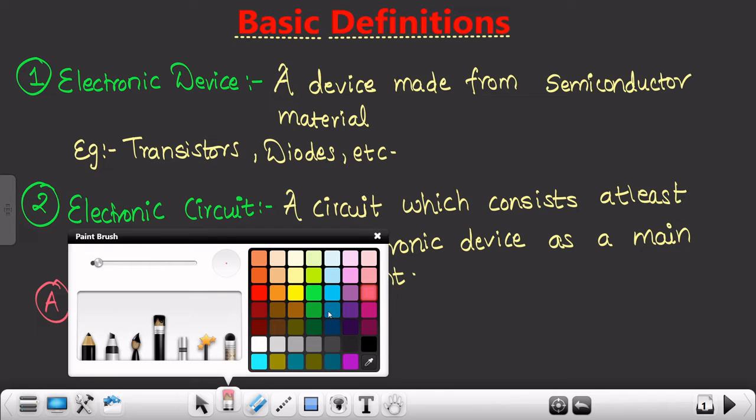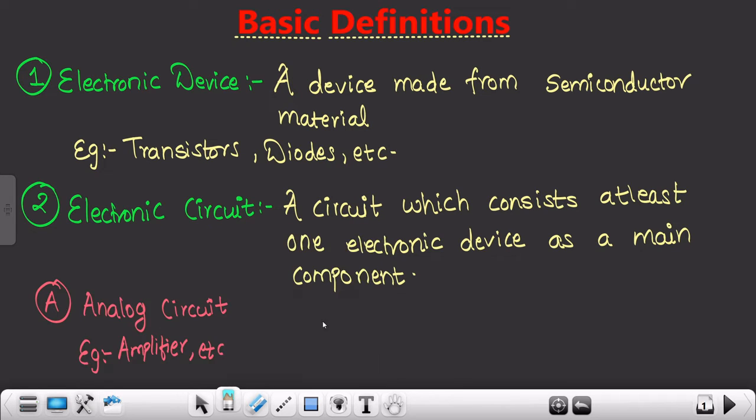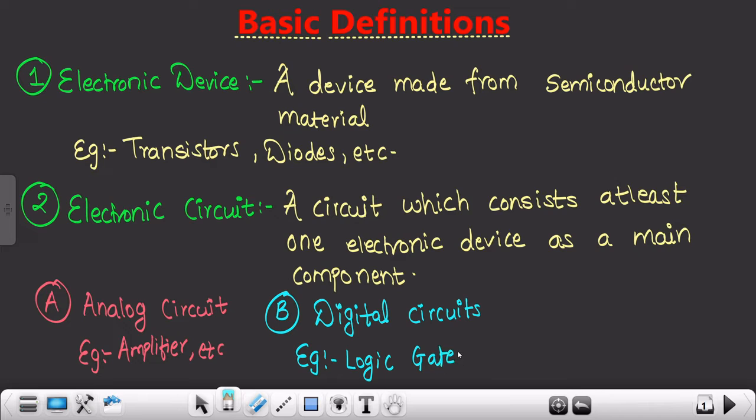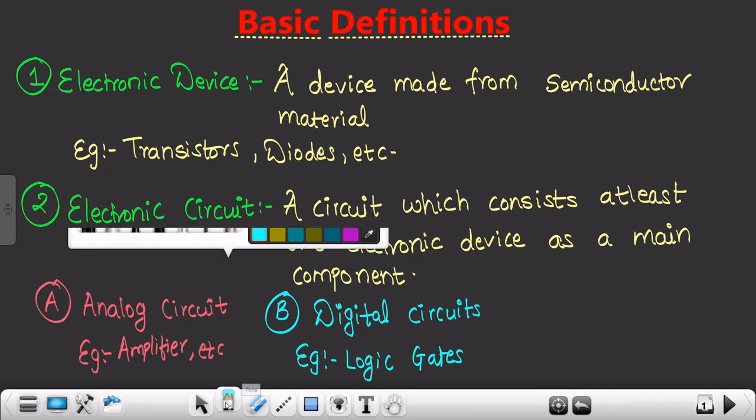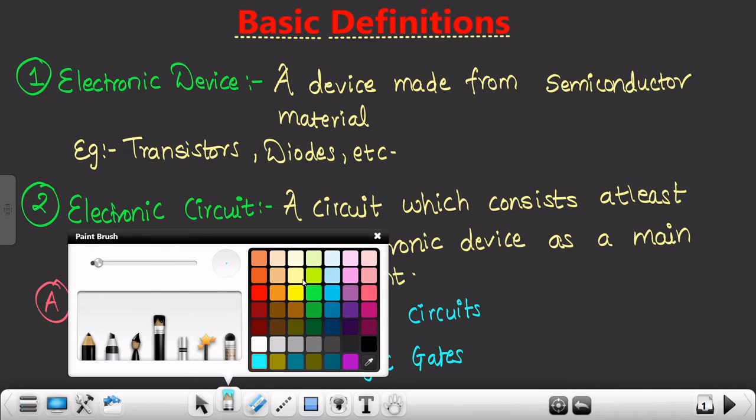Then moving further with the other type, it is digital circuits. Examples of digital circuits are logic gates, maybe MUX, DEMUX, etc. But as of now, I'll just write simple examples. Okay, logic gates. And then there is one more circuit.